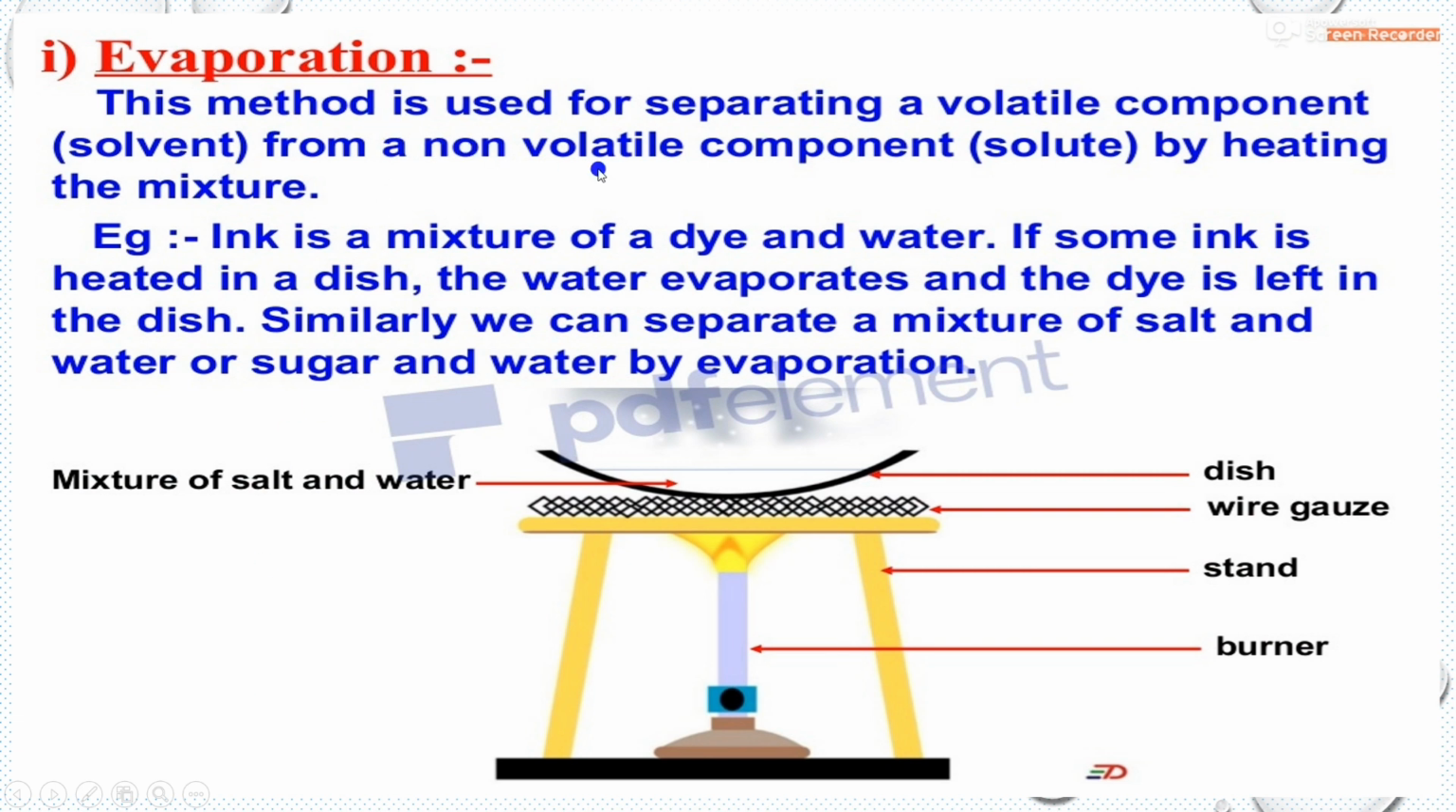This method is used for separating a volatile component, that is solvent, from a non-volatile component, that is solute, by heating the mixture. For example, ink is a mixture of a dye and water. If some ink is heated in a dish, the water evaporates and the dye is left in the dish. Similarly, we can separate the mixture of salt and water or sugar and water by evaporation. Here the solvent must be volatile and the solute must be non-volatile, right?